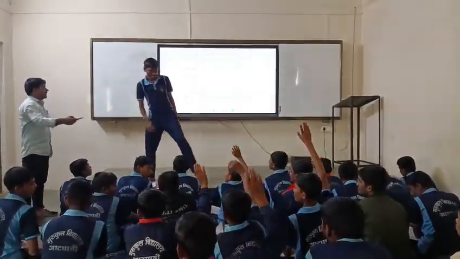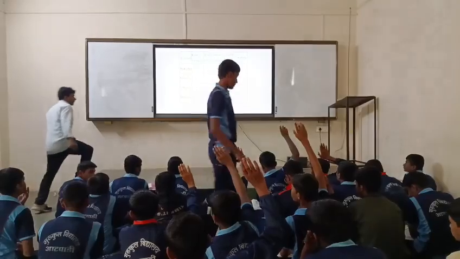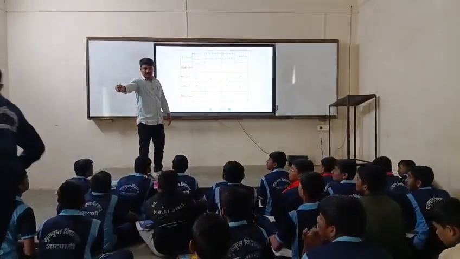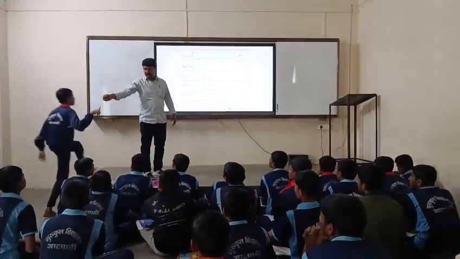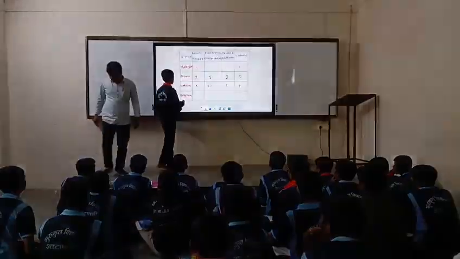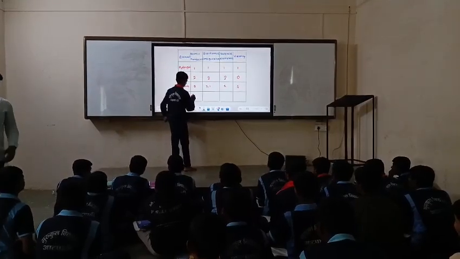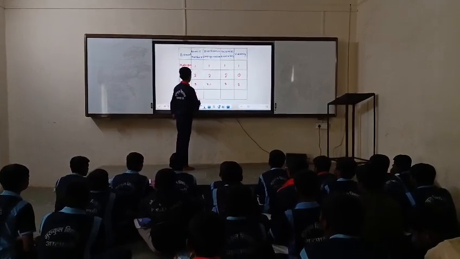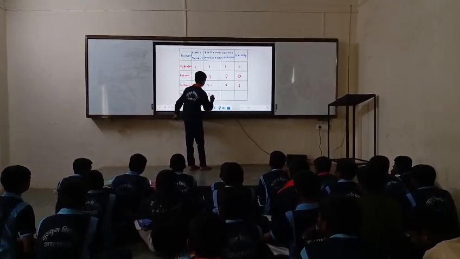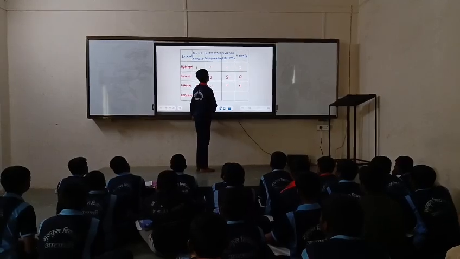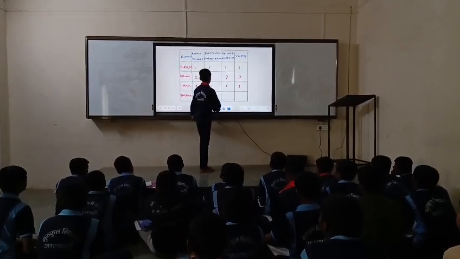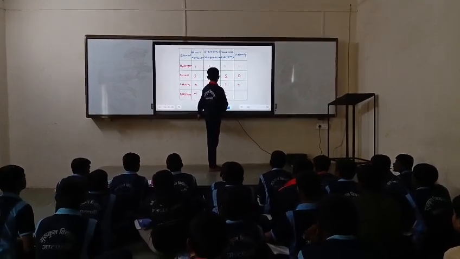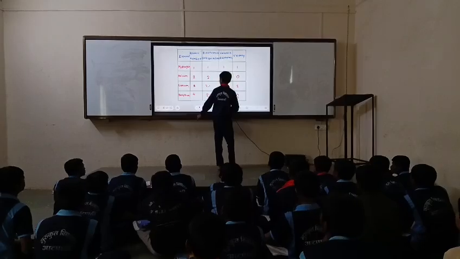Next. What is the atomic number of beryllium? Atomic number of beryllium is 4. Electronic configuration of beryllium is 2, 2. Valence electrons of beryllium is 2 and valency of beryllium is also 2. Right.